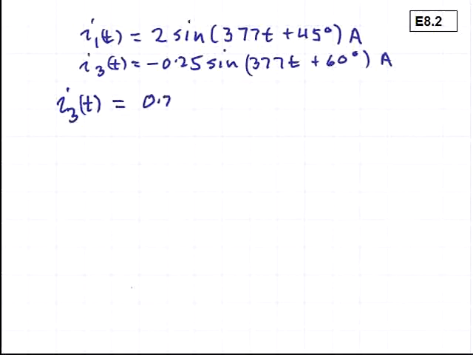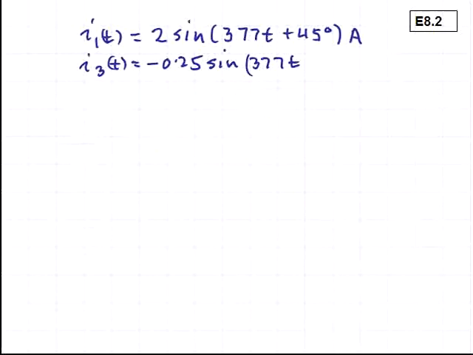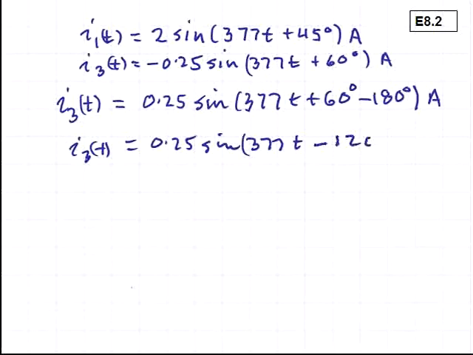So this is 0.25 sine 377t plus 60 degrees minus 180 degrees for that negative sign in front, amperes. And I3 of t is then 0.25 sine 377t plus 60 degrees minus 120 degrees.